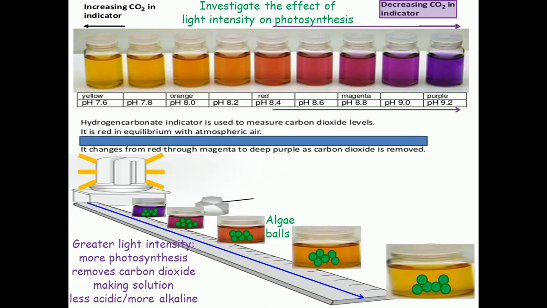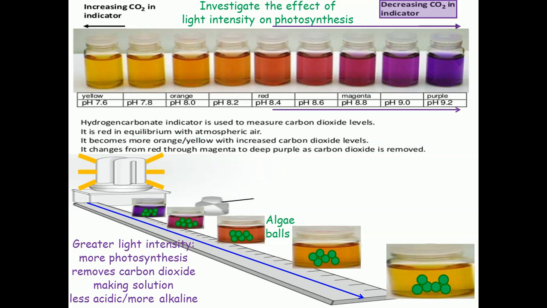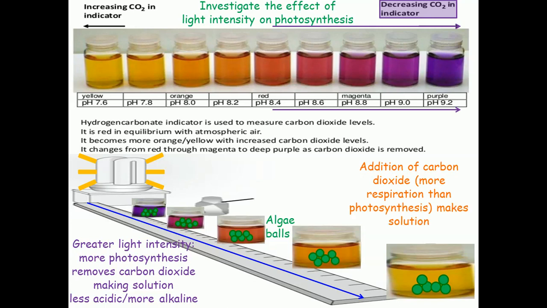This is the opposite for those hydrogen carbonate solutions that are further away from the light source. So here, there's an increase in carbon dioxide levels in the solution. And that's because more carbon dioxide has been added to the solution by the algae balls. So if they're adding more carbon dioxide, it's because they're respiring more than they are photosynthesizing. And this makes the solution have a decrease in pH. So in other words, the solution has become more acidic or less alkaline. And we can see that by the change in color of the hydrogen carbonate indicator.